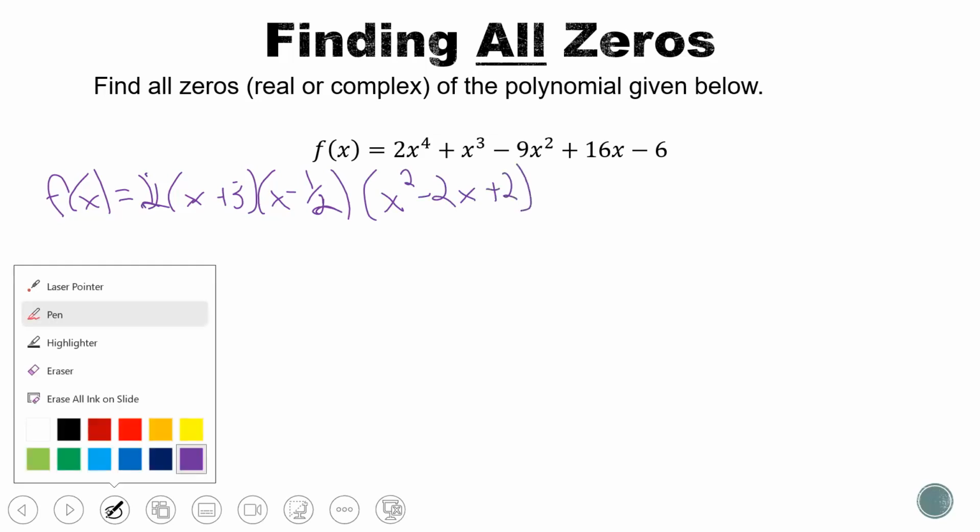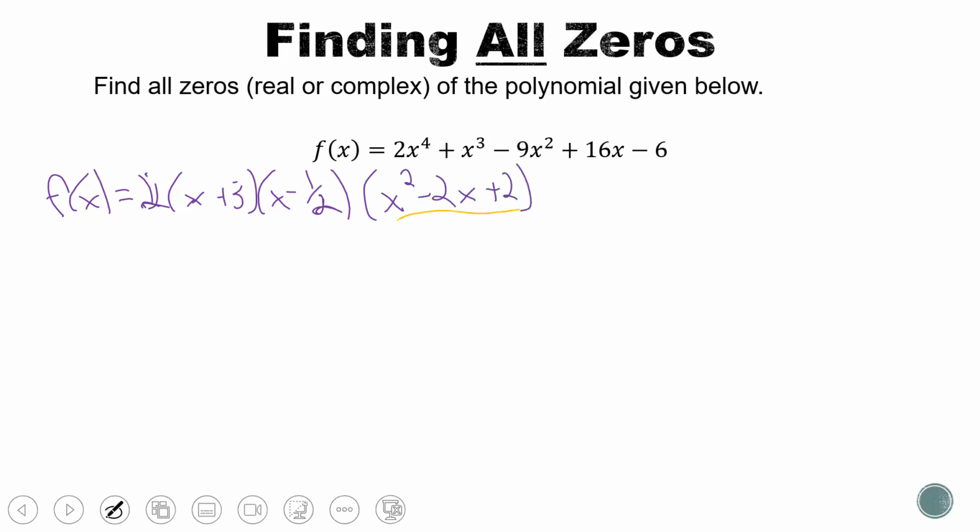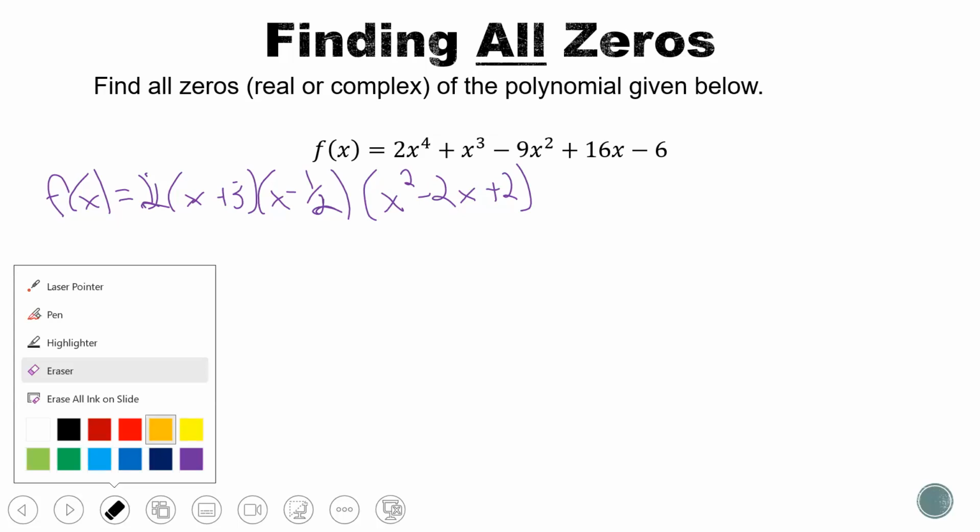Now, we might try factoring this last quadratic here, but do note that if we were going to do that, we'd need to find two numbers that multiply to positive 2 and add to negative 2. We can't get that since the only numbers that multiply to 2 are 1 and 2. And no matter how we put signs in there, we cannot add or subtract those numbers to get negative 2. So this factor cannot be factored any further.